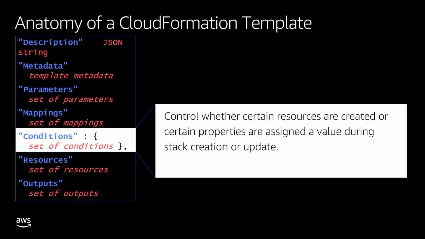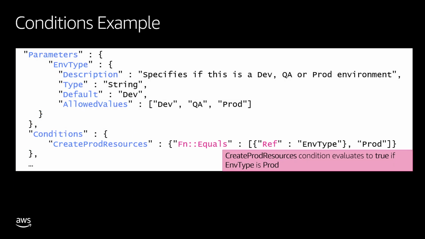You also have conditions. Conditions are useful when you want to execute a certain section or portion of the CloudFormation template based on the parameters that you supply. For example, here I have this create prod resource condition, and this section gets executed only when the environment type, or env type, parameter equals prod. In this way, you can provision or execute certain portions of the CloudFormation template depending on the parameters that you pass.